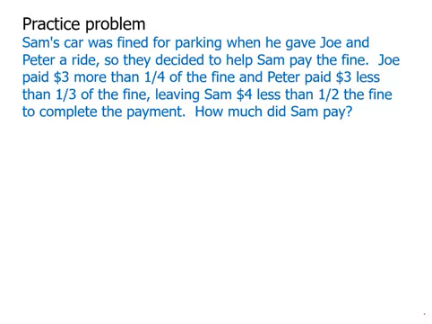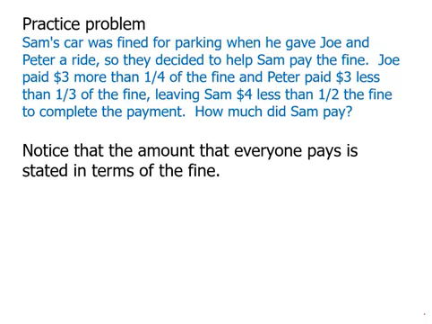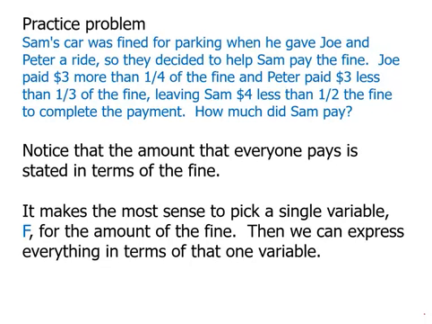Here's another practice problem. Pause the video and then we'll talk about this. All right, so you might be tempted to use variables s, j, and p, but notice that everything is in terms of the fine. And so even though that's not the target value, it's going to make sense to pick one variable for the fine, because we can express what everyone paid in terms of the fine. So I'm going to pick f for the fine. Pick f for the fine, then we can express everything else in terms of that variable.